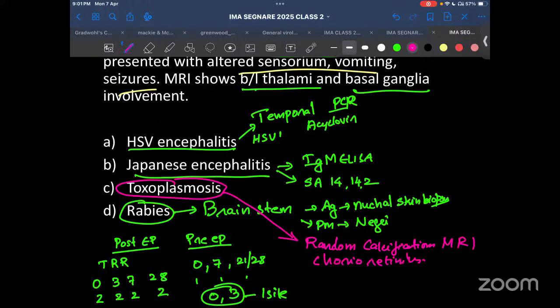Okay, chorioretinitis, and the diagnostic form is actually the tachyzoite, the spindle-shaped tachyzoite, and it can be detected by a dye known as Sabin-Feldman dye. Sabin-Feldman dye is used for Toxoplasma, for identifying the tachyzoite.